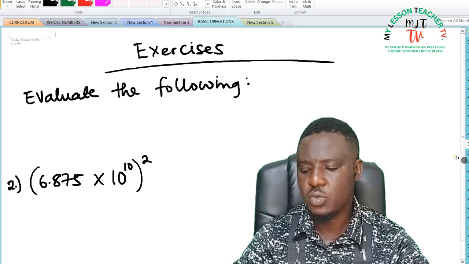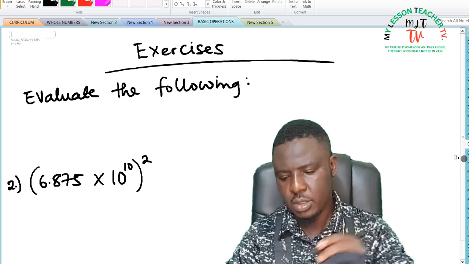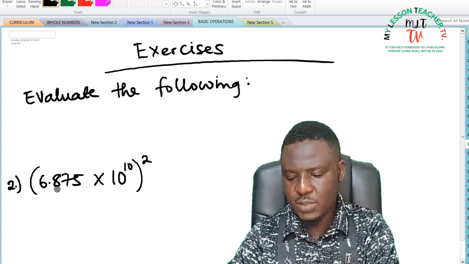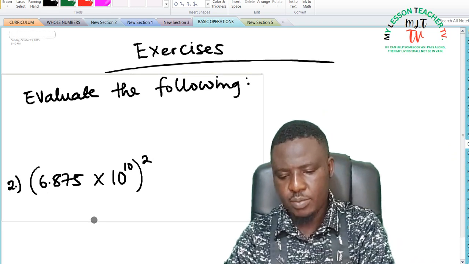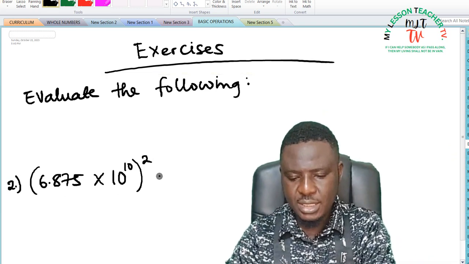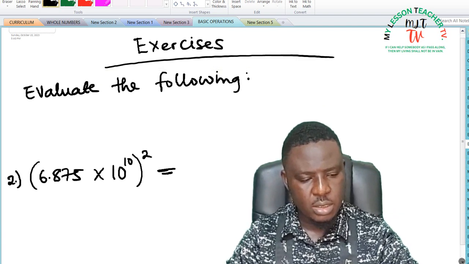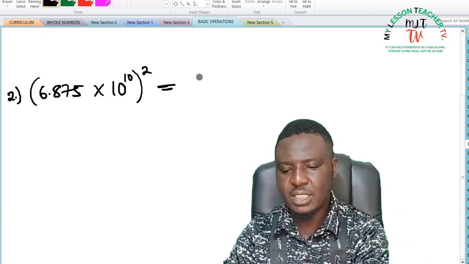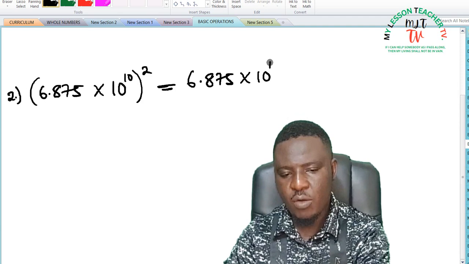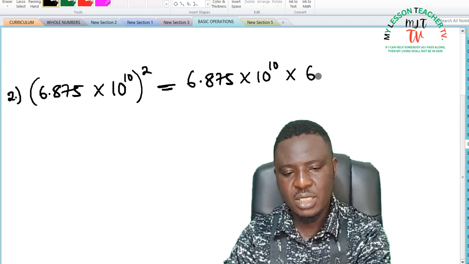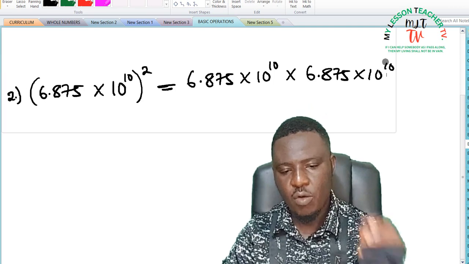The next exercise says we should evaluate the following: (6.875 times 10 raised to the power of 10) squared. So what you are going to do is square this. This simply means multiplying it by itself twice. That is 6.875 times 10 raised to the power of 10 multiplied by 6.875 times 10 raised to the power of 10.